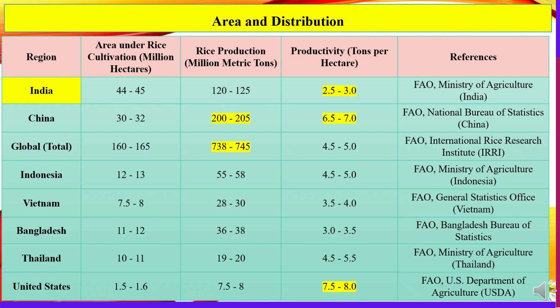Indonesia, Thailand, and Vietnam have moderate productivity, 3.5 to 5.5 tons per hectare. Bangladesh has smaller area and lower productivity, 3.0 to 3.5 tons per hectare. United States has the smallest area but the highest productivity, 7.5 to 8.0 tons per hectare.